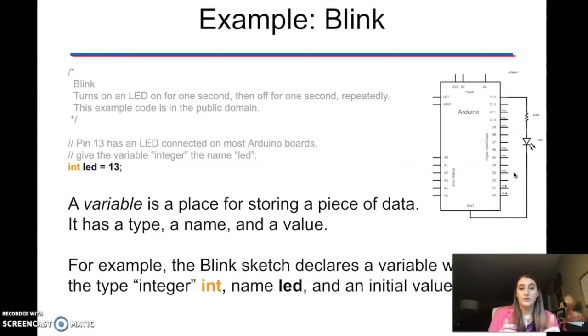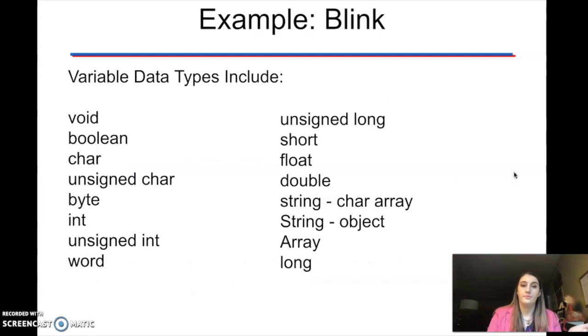A variable is a place for storing a piece of data and has a type, a name, and a value. For example, the Blink sketch declares the type integer and the name LED, which has an initial value of 13. Variable data types include anything listed here. So we can have Boolean, we can have byte, we can have word, a whole bunch of different options for your variables. It just depends on what you're trying to do.